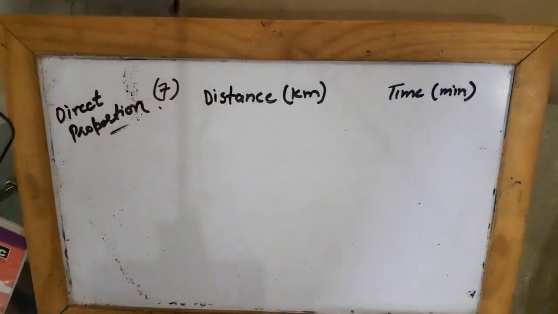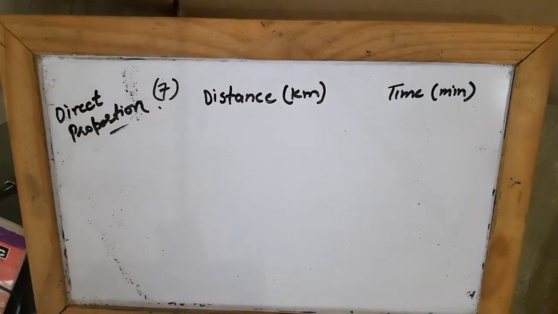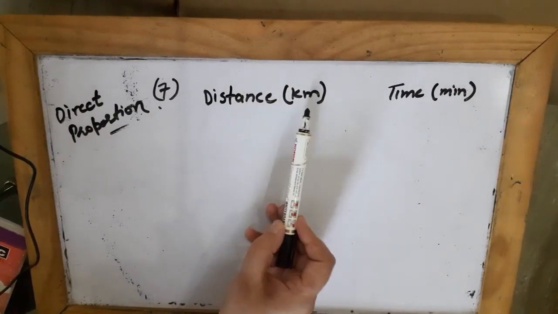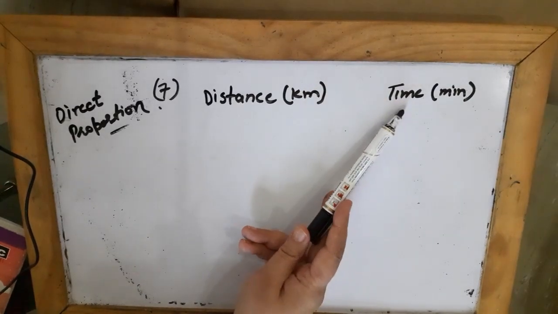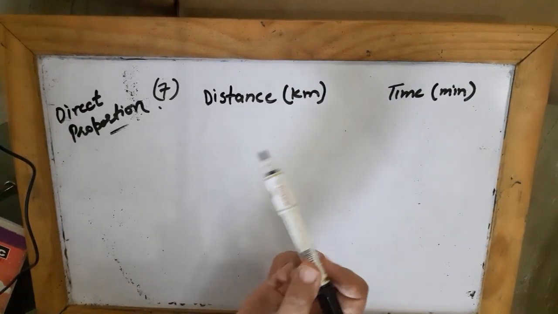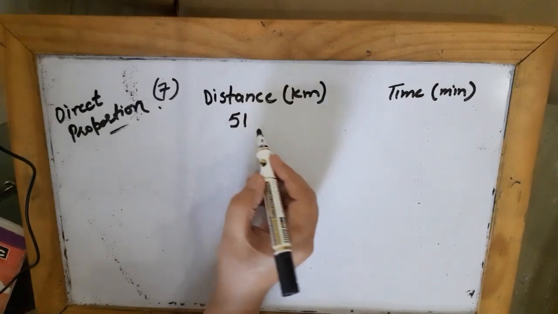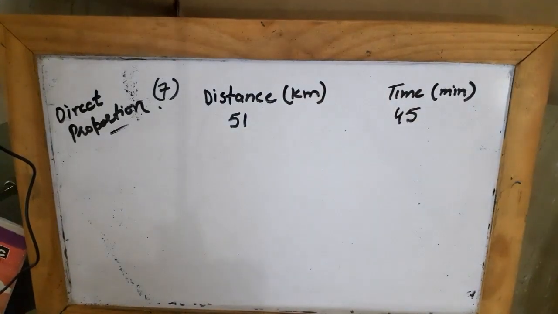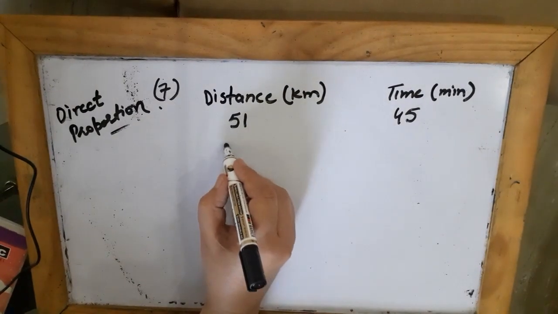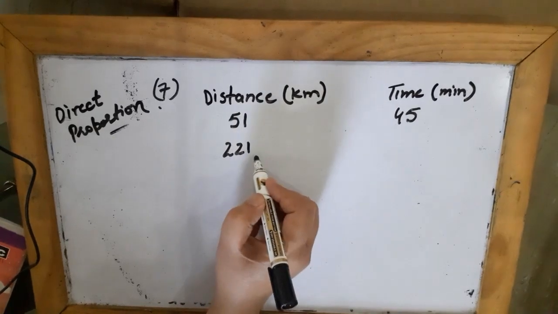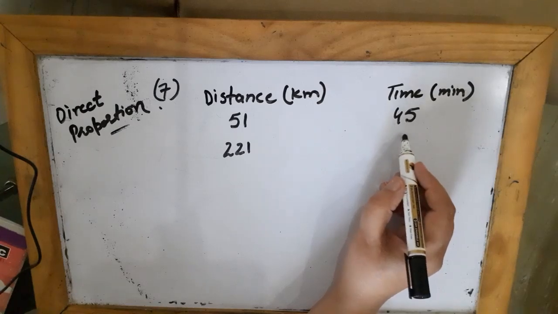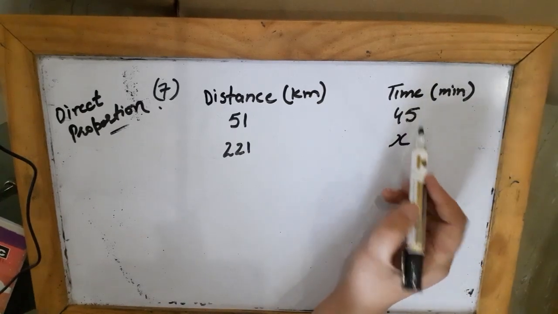We'll solve the seventh question. In the seventh question, you can see a train covers a distance of 51 kilometers in 45 minutes. So what are the two things given in this? One is distance covered in kilometers and one is the time taken in minutes. They say that 51 kilometers the train covers in 45 minutes. How long will it take to cover 221 kilometers? So if 221 kilometers it has to cover, how much time it will take? How long means how much time it will take. So I will put the variable x here.